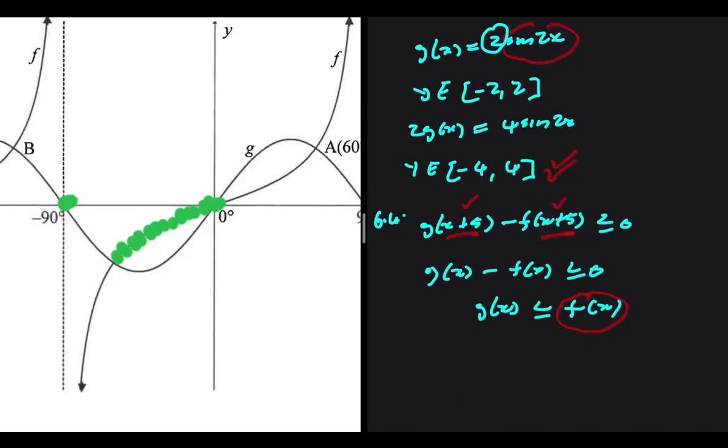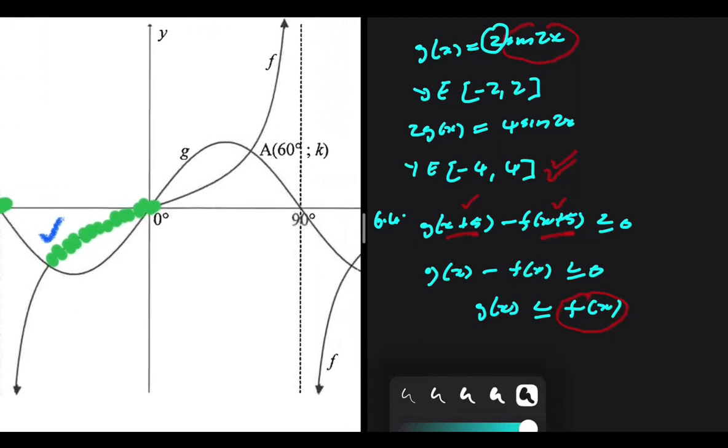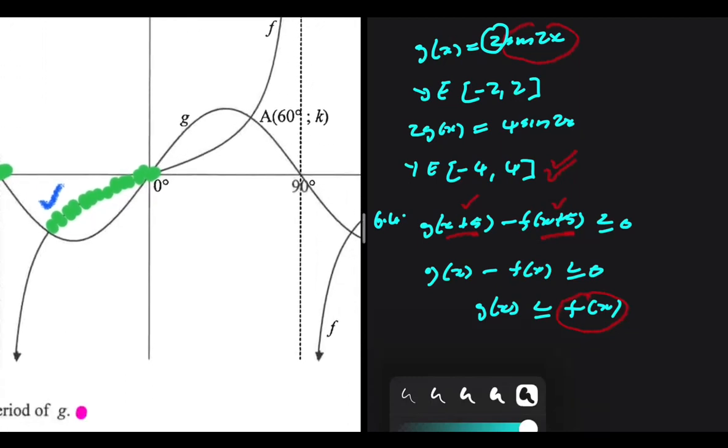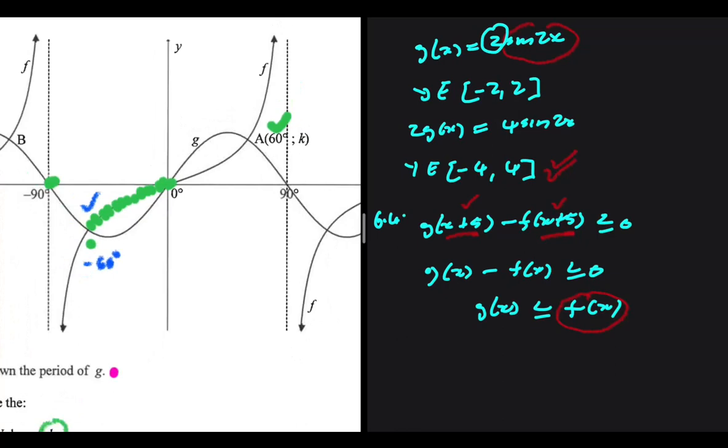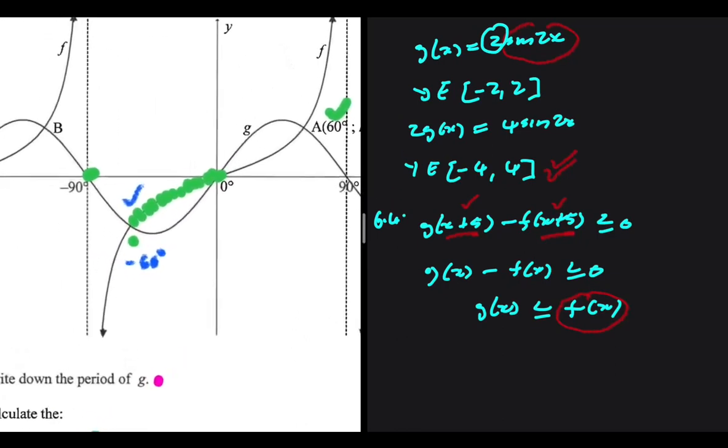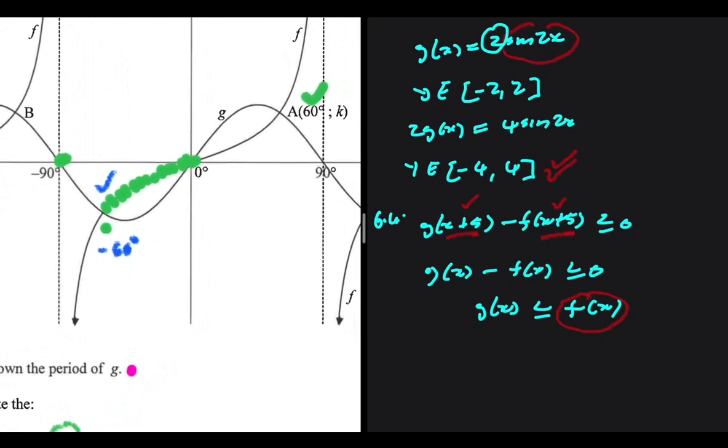Do you know the x value for this point where they intersect? Let's go ahead and see if we can deduce that. If you look at A, the x coordinate of A is 60. The x coordinate of this point where they intersect will be minus 60 degrees. Why are we saying that? Where is that coming from? Take a look at our graph. From minus 90 to 90, g of x completes itself. From minus 90 to 90, f of x completes itself.